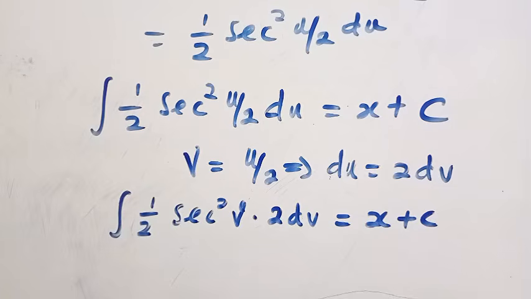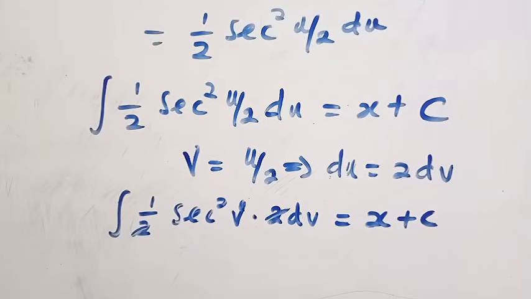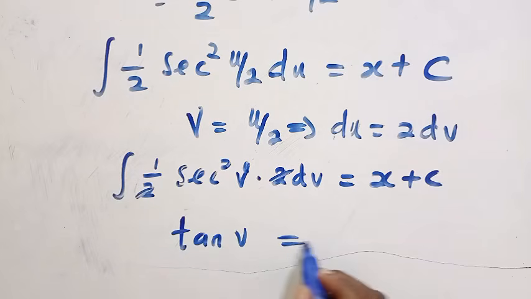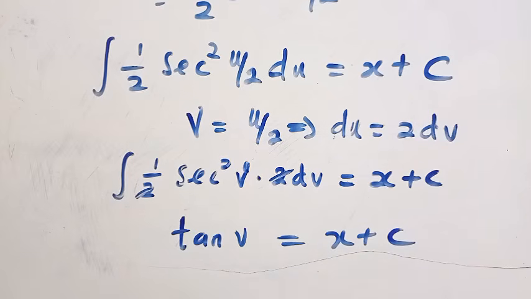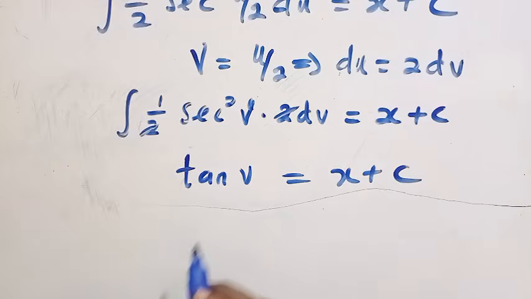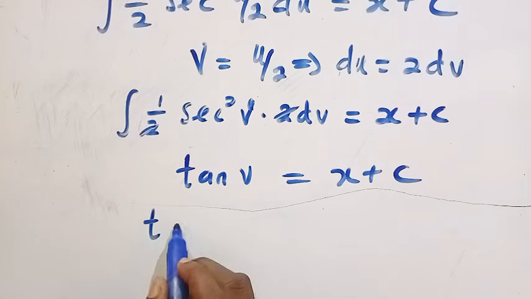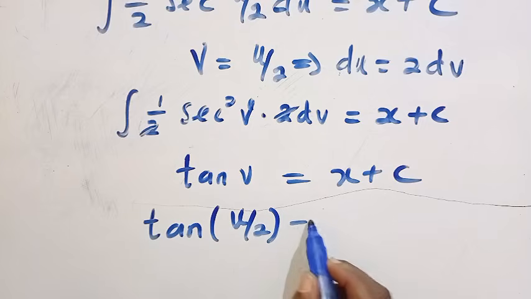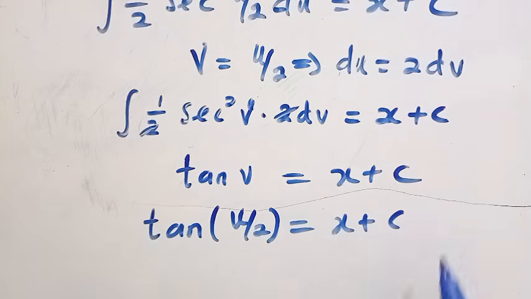And then the 2 cancels the 2. We have to integrate sec squared v, and that gives us tan v equals x plus c. But v here is given as u over 2, so by replacing it, we have tan of u over 2 equals x plus c. We need to know what is this value of u.